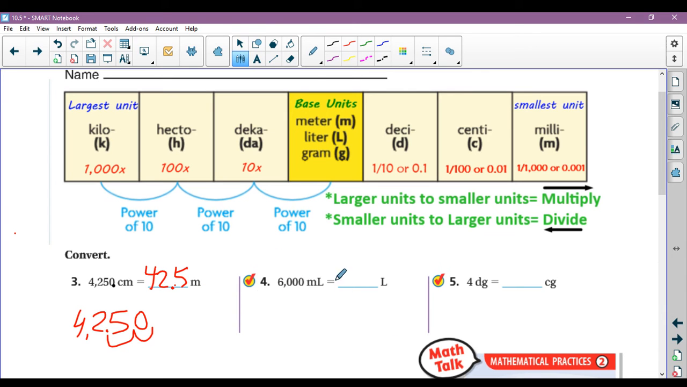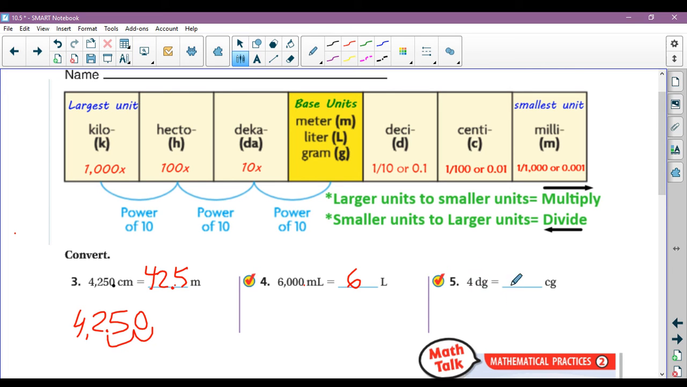Okay, let's take a look at number 4. We have 6,000 milliliters, so we're going from milliliters to liters. So we're going to go 1, 2, 3 places to the left. Here's your decimal at the end of your whole number. 1, 2, 3 places to the left makes it just 6. Okay, so 6,000 milliliters equals 6 liters.